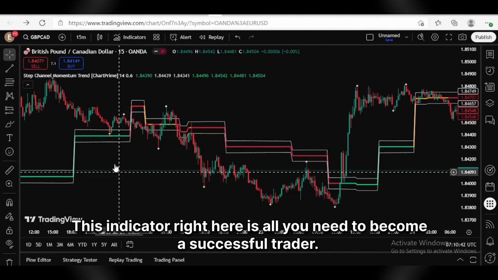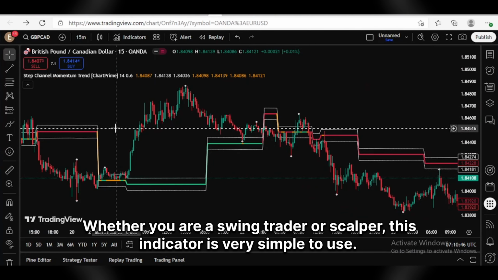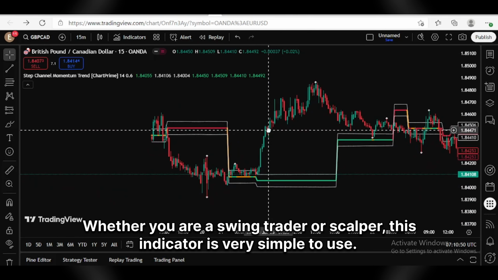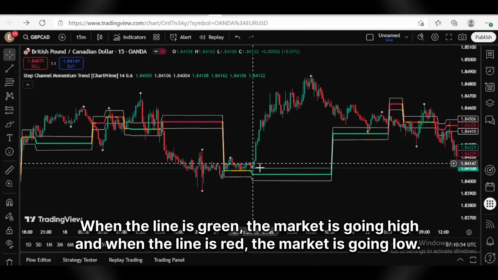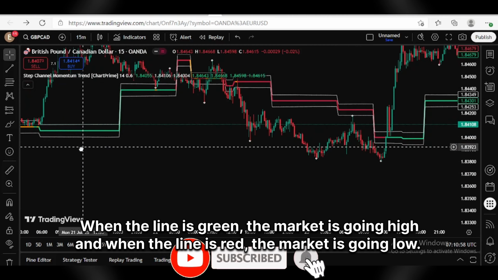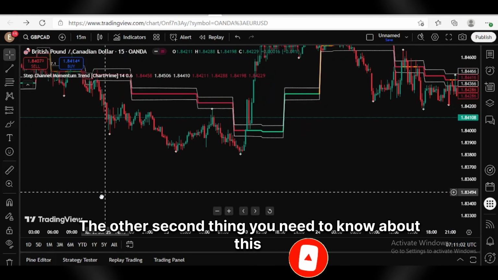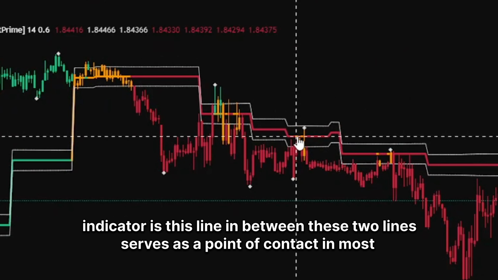This indicator right here is all you need to become a successful trader. Whether you're a swing trader or a scalper, this indicator is very simple to use. The analogy behind it is very simple: when the line is green, the market is going high, and when the line is red, the market is going low.